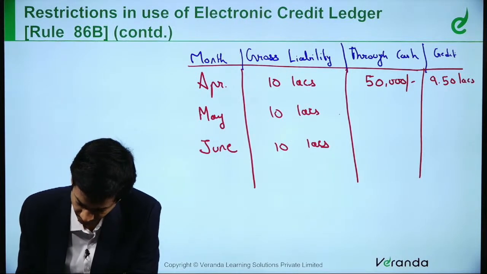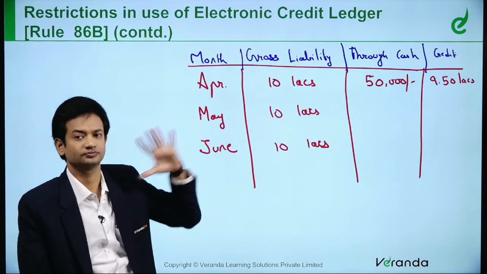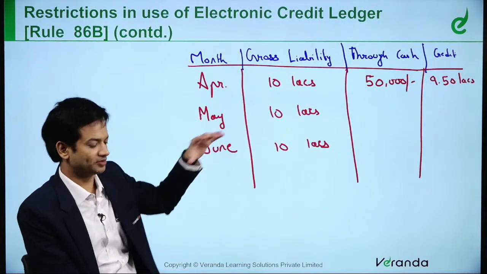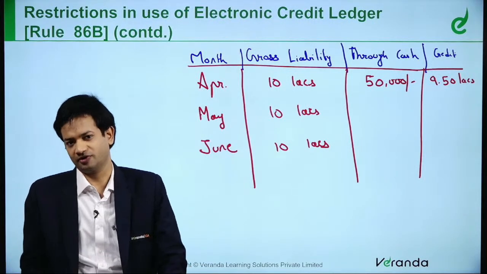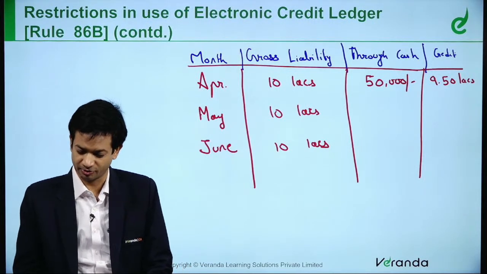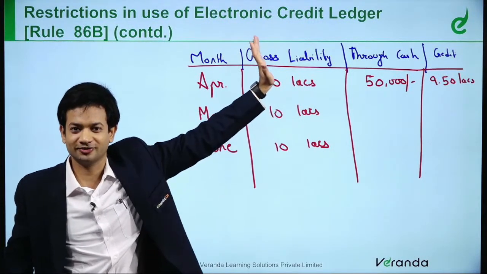Here, when I come to May, for the month of May, 10 lakhs liability. If I want to check the eligibility, cumulatively also, I have paid more than 1%, because 50,000, 5% already I paid. So for the next 3 months, no problem at all, right?